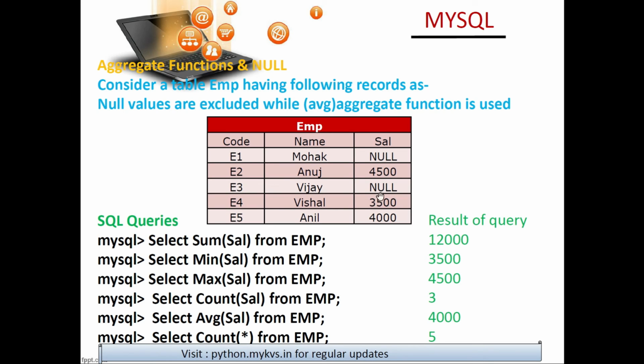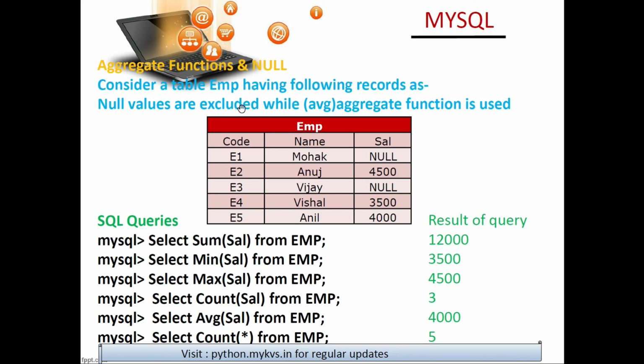One thing is very important: null values will not be added, first of all. So what is happening here? Select sum salary from EMP, and the result has been prepared. Select minimum salary is 3500. Select maximum salary is 4500, that you can see here. Select count salary from EMP gives three, because, as I have told you already, nulls will not be considered.